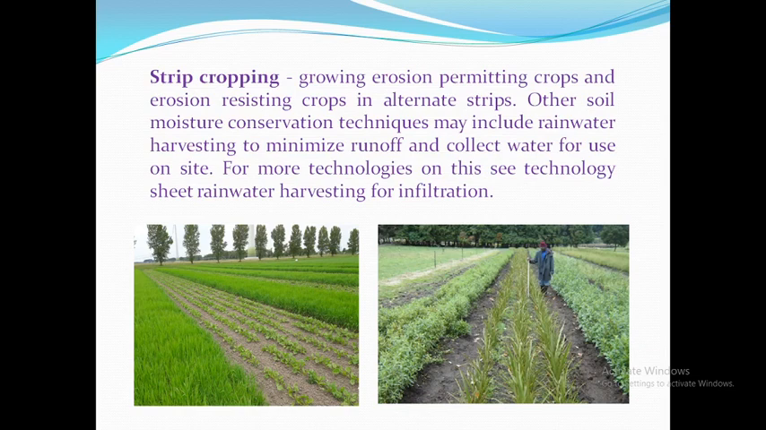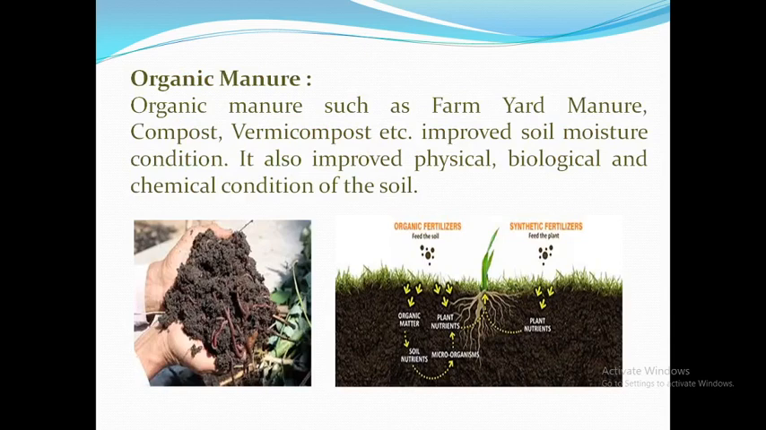Other soil moisture conservation techniques may include rainwater harvesting to minimize runoff and collect water for use on site. For more technologies on this, see the technology sheet on rainwater harvesting for infiltration. Next is organic manure. Organic manure such as farmyard manure, compost, vermicompost, etc. improves soil moisture conditions. It also improves the physical, biological, and chemical condition of the soils.